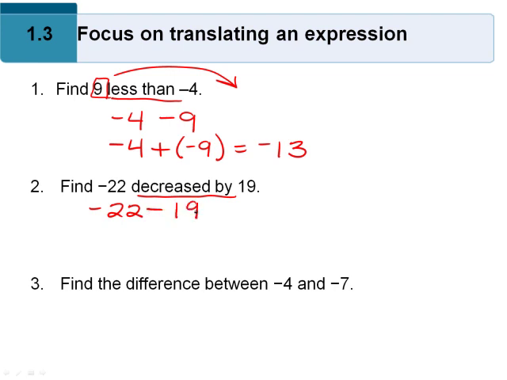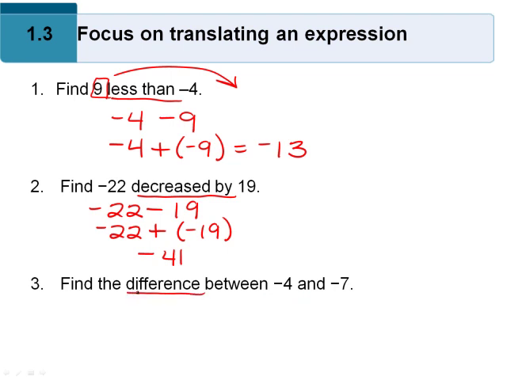Okay, and now we have to do keep, change, opposite. So we have negative 22, keep that, plus, that's the change, and then the opposite is going to become negative 19. So now with these two negatives, the rule is add and keep the sign. So what would that be? Negative 41. Okay. And number 3, find the difference between negative 4 and negative 7.